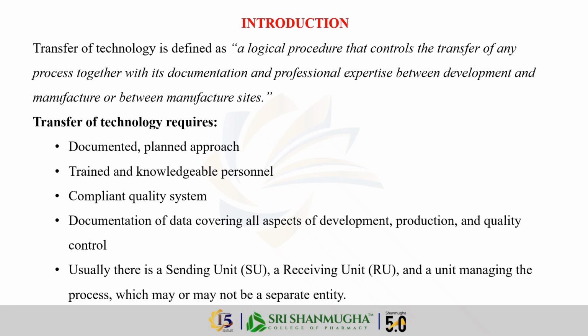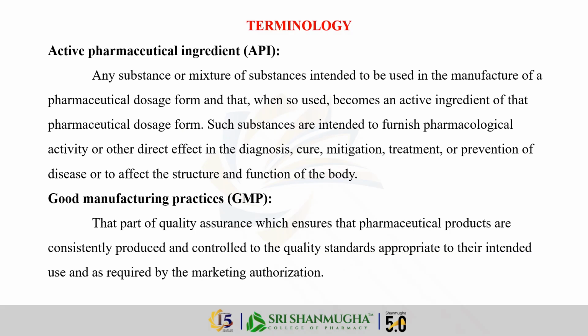For a successful transfer, we need a planned approach, trained staff, a quality system, and full documentation. Usually, there is a sending unit that gives the technology and a receiving unit that gets it. Next, terminology. First, API. API means active pharmaceutical ingredient. This is the actual drug substance that provides the pharmacological activity to treat or prevent a disease.